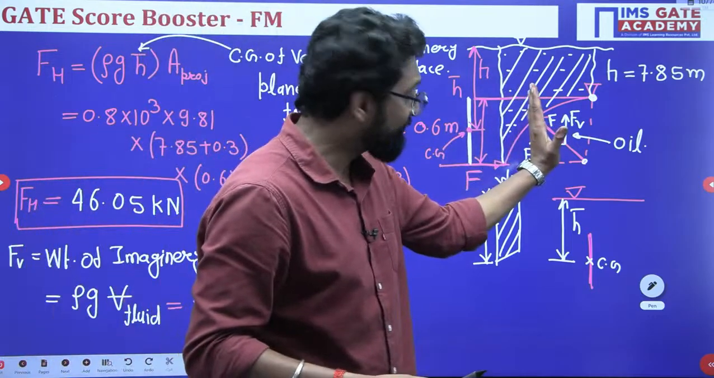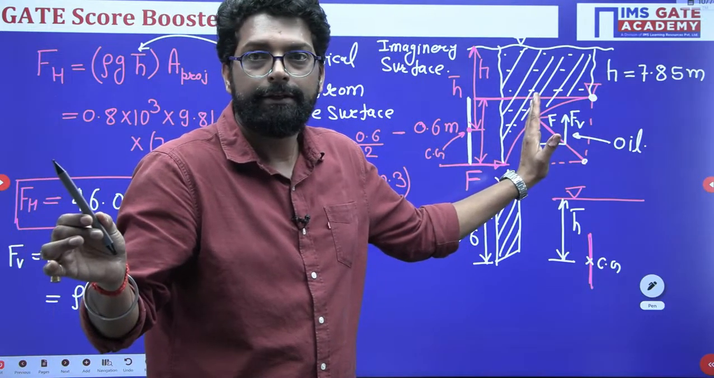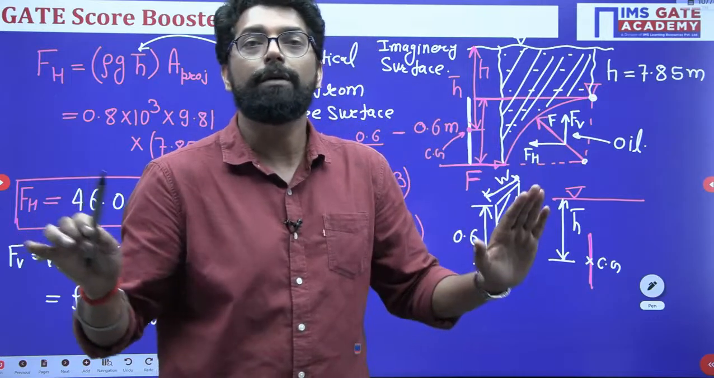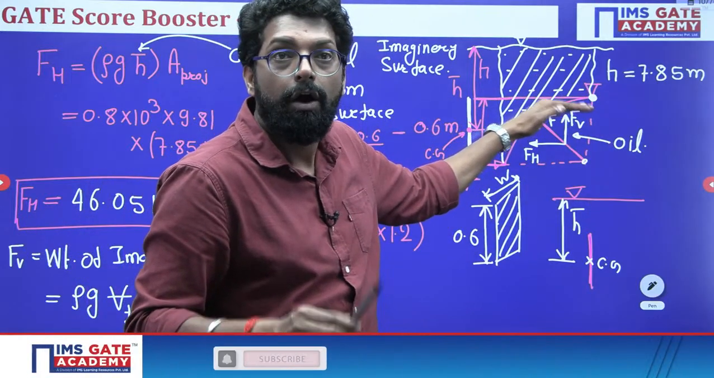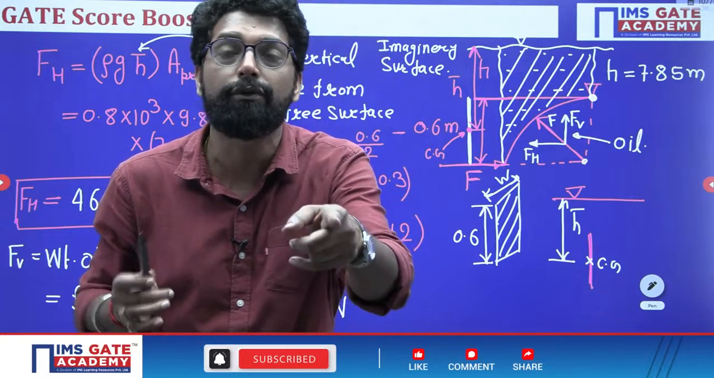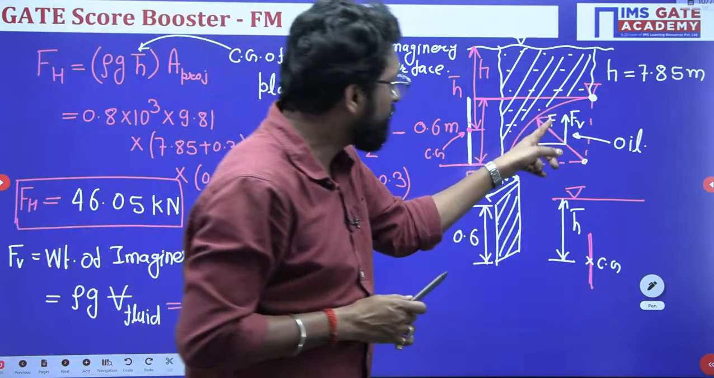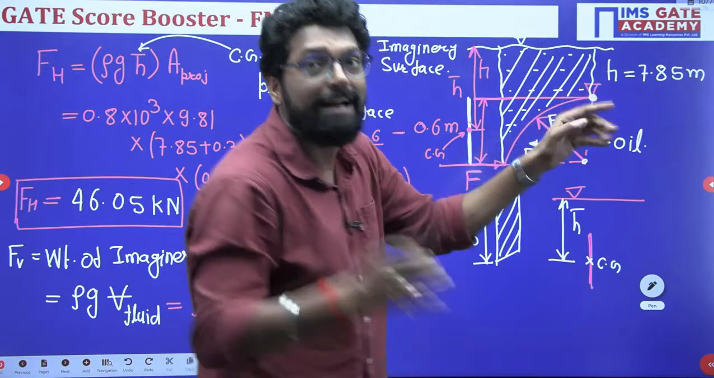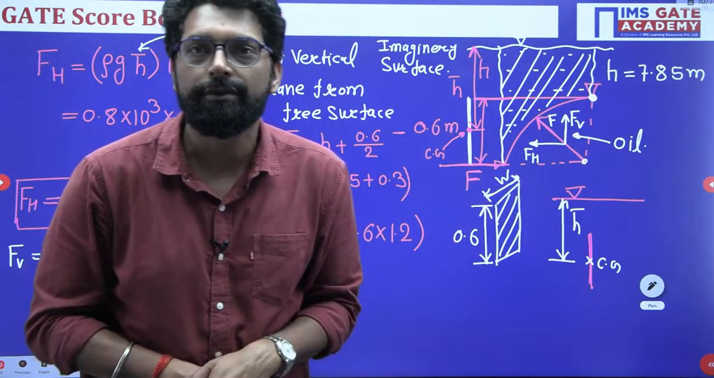If it is a flat surface, there is no problem. But there is a curved surface. On the curved surface, not only horizontal force acts, but also vertical force. So we have to take the resultant, take its moment at that point and balance it. Then we have to find the force F.